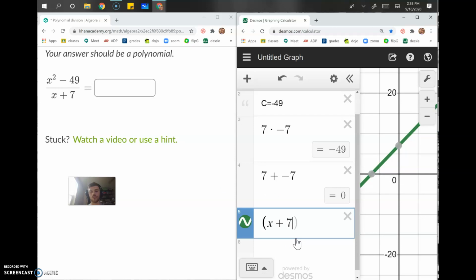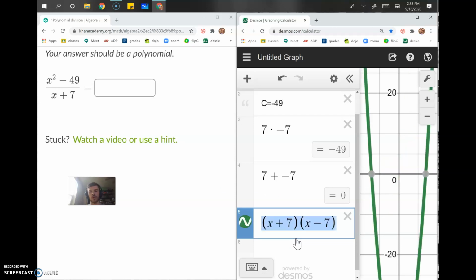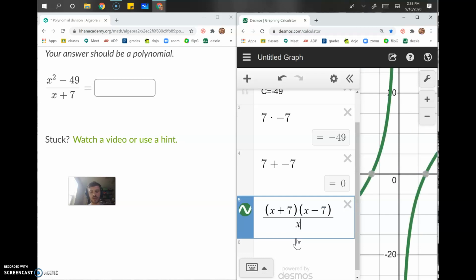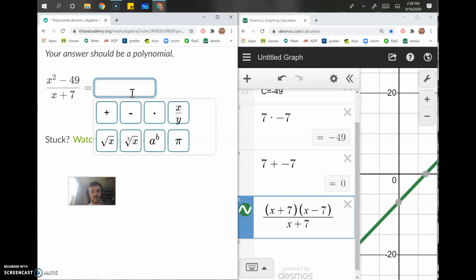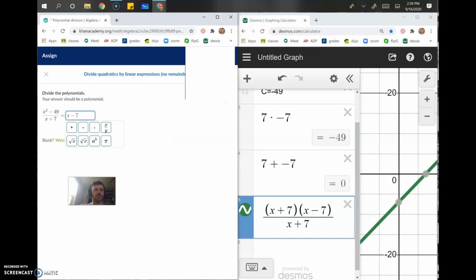X plus 7. X minus 7. And we're dividing all of that by x plus 7. X plus 7 divided by x plus 7 divides to 1. 1 times x minus 7 is x minus 7. No remainder. Boom, done.